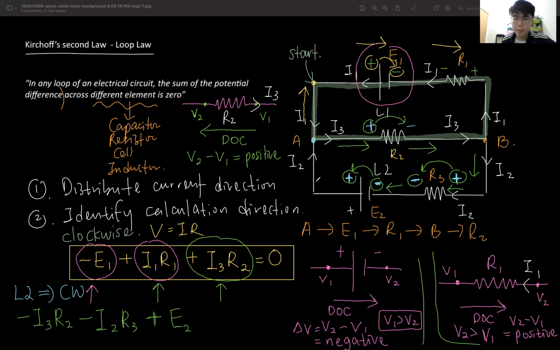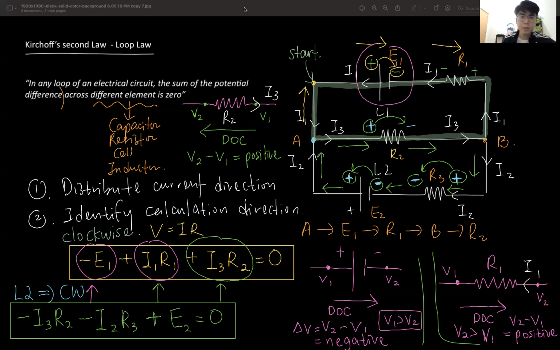Is there any other component? No more, right? So I continue here. I go back to starting point. So this becomes equals to 0. Like this. Maybe I can do a bit of arrangement. I put E2, move that one on the right hand side. So I3, R2 plus I2, R3. This is my answer.